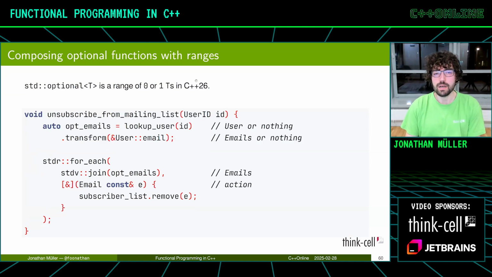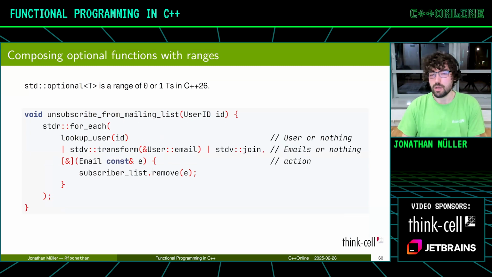So to work around this, we have to use C++26, because in C++26, an optional is a range of 0 or 1 elements, right? And so we can do our optional transform and end up with an optional vector of emails. And then we can just use the join view to turn an optional range of emails into a range of emails. And if the optional is empty, the join means this is an empty range. Otherwise, it will flatten the nested ranges, and we end up with a single range of emails that we can use with for each to remove.